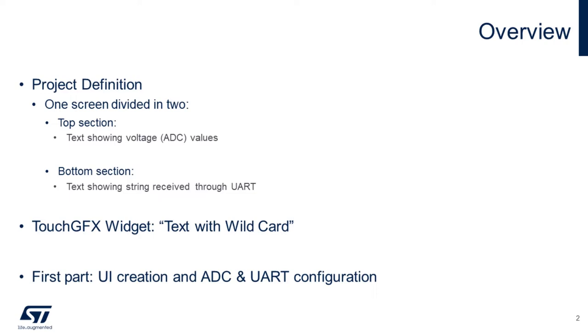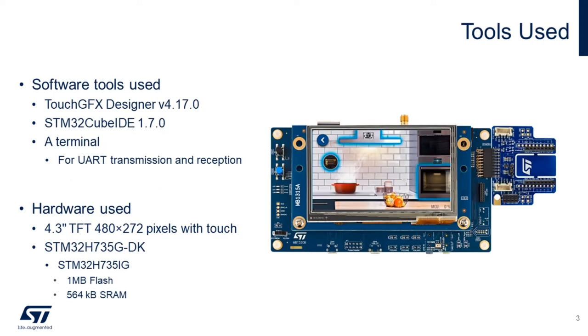In this part, the UI will be created and we will configure and include the ADC and the UART to the project. We will use TouchGFX 4.17.0, STM32CubeIDE 1.7.0, and a terminal to send and receive through the UART. As hardware, we will use the STM32H735G Discovery Kit with a 4.3 inch TFT.